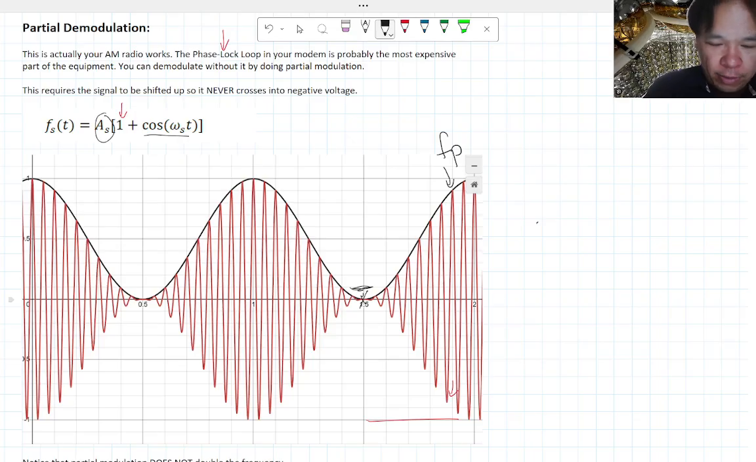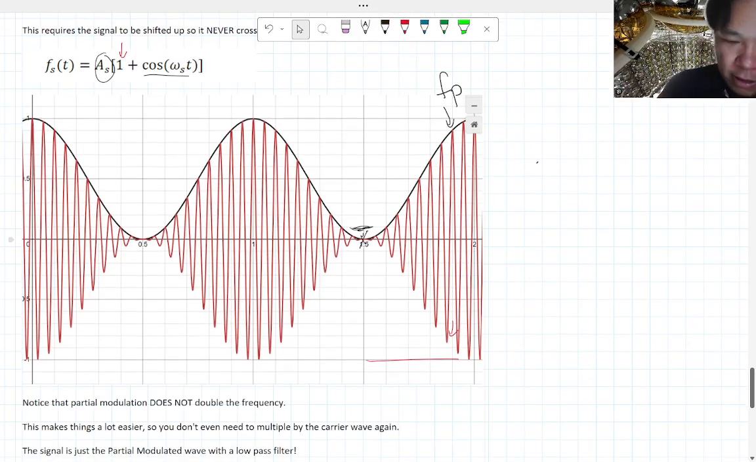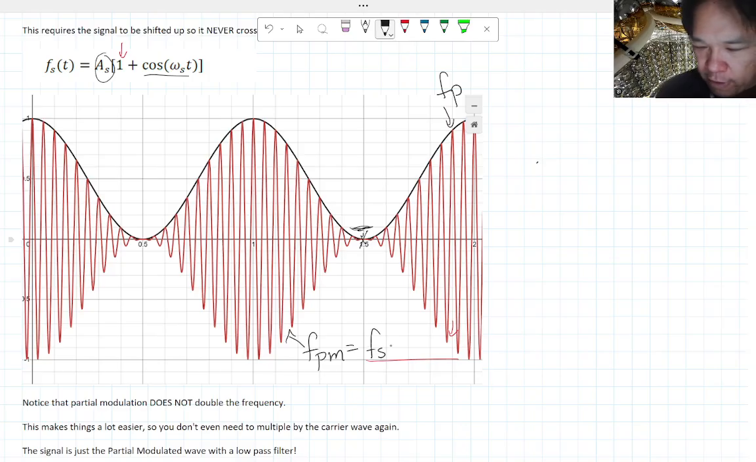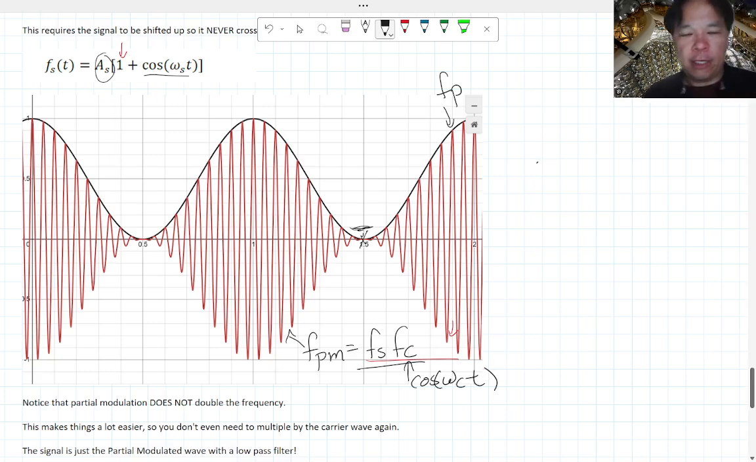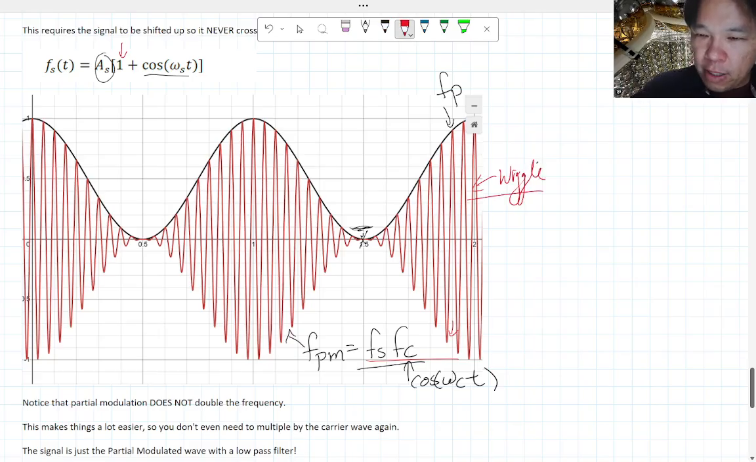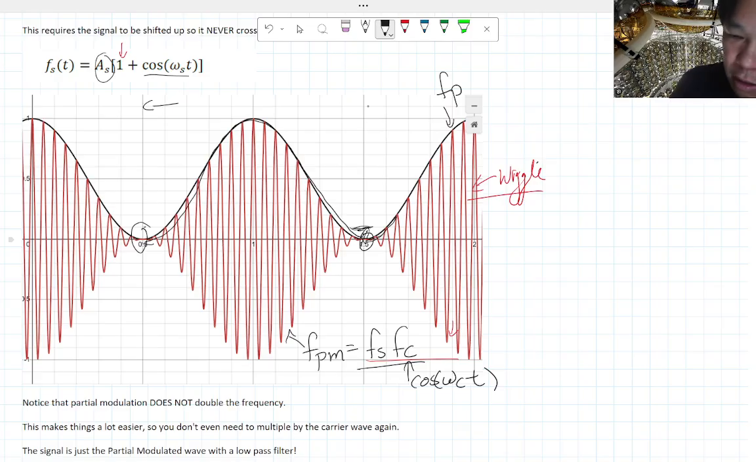And then you do the same thing. You multiply this partial modulation, basically Fs times the carrier. And remember, this carrier is just some cosine function of t. Now notice here that you still have the wiggle that we talked about first. But let's look at the lobes. So I'm going to use black here. The period of your signal, let's say it starts here, it goes up, it goes back down, and now we're at the same point. So this is one period, T partial.